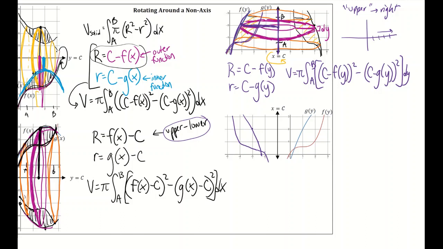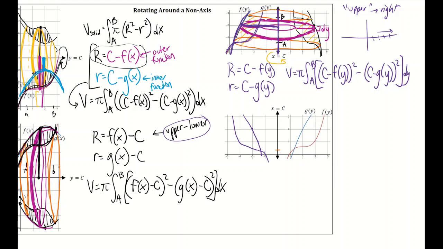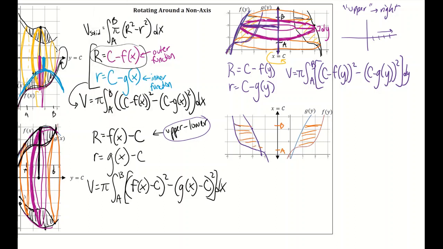I'm going from A to B, rotating that area around. So I have like a bowl with a funnel cut out of it. My representative rectangle is right here, and then that becomes a representative washer with a thickness of dy.